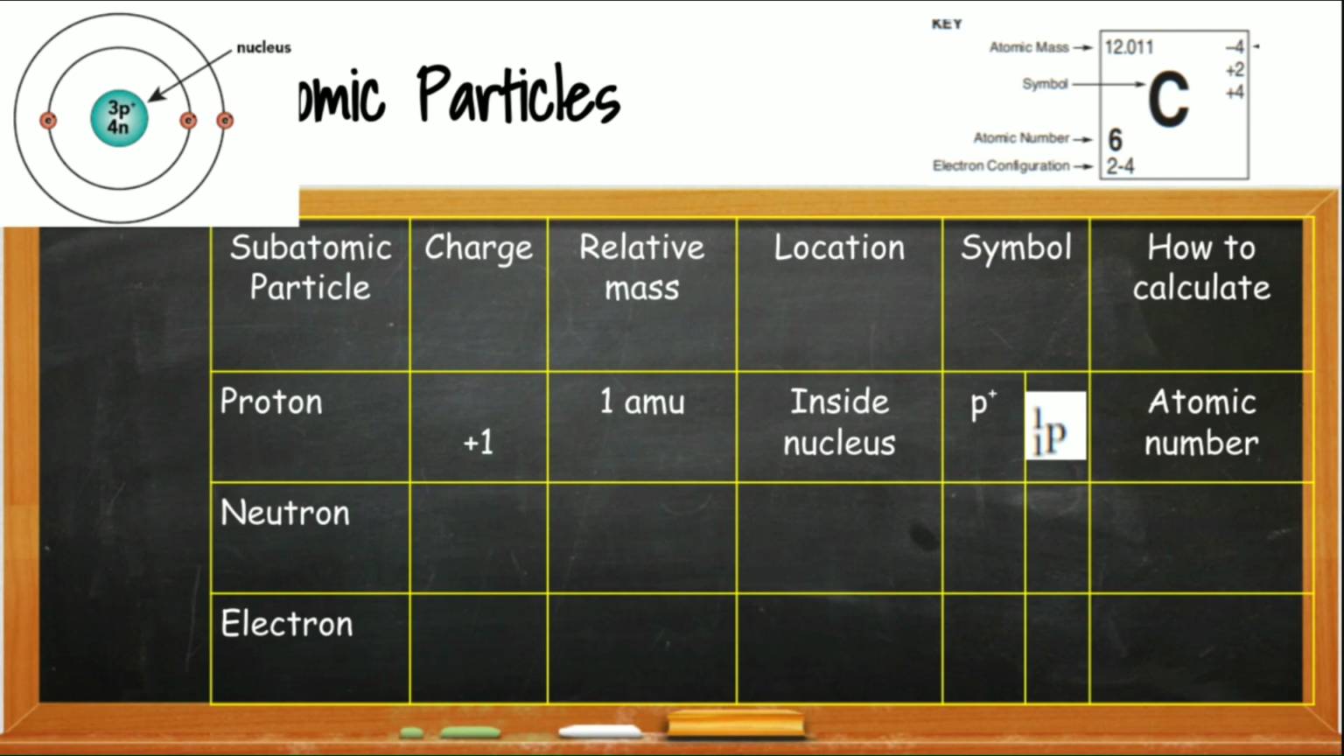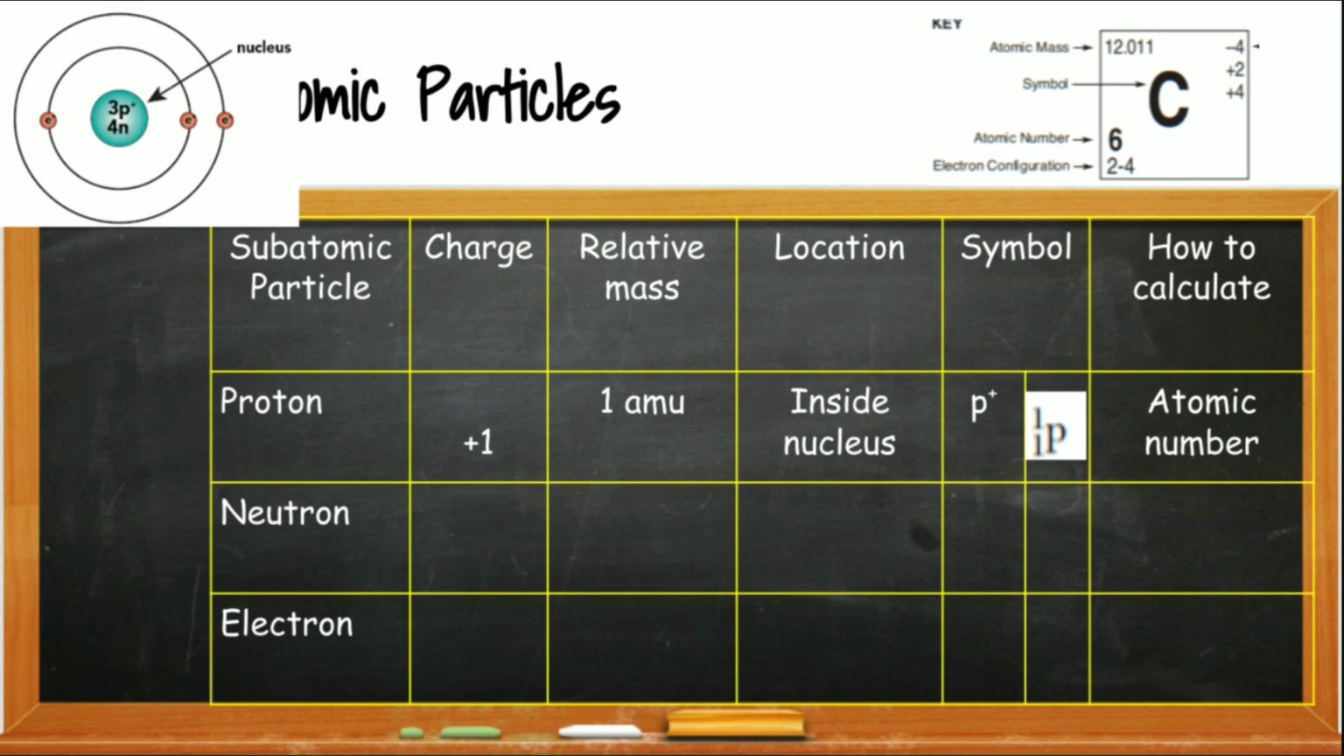The proton is a subatomic particle found in the nucleus. It is a positive charge. So it is a positive 1 charge and a relative mass of 1 AMU. An AMU stands for an atomic mass unit. We say that a proton has a relative mass because the actual mass of a proton is infinitely small. Since the mass of a proton is so small, we're just going to compare it to the other subatomic particles.